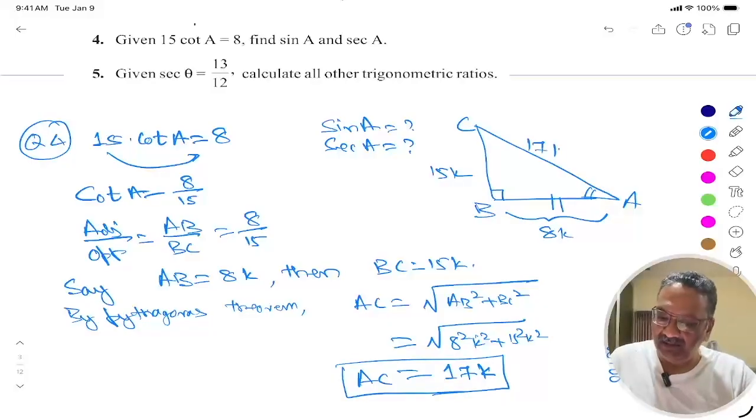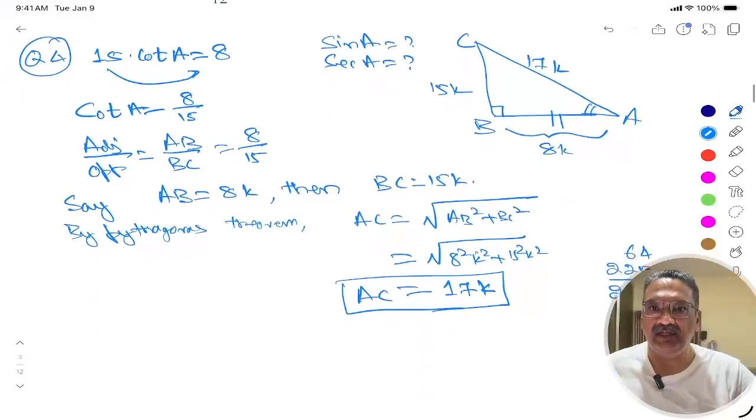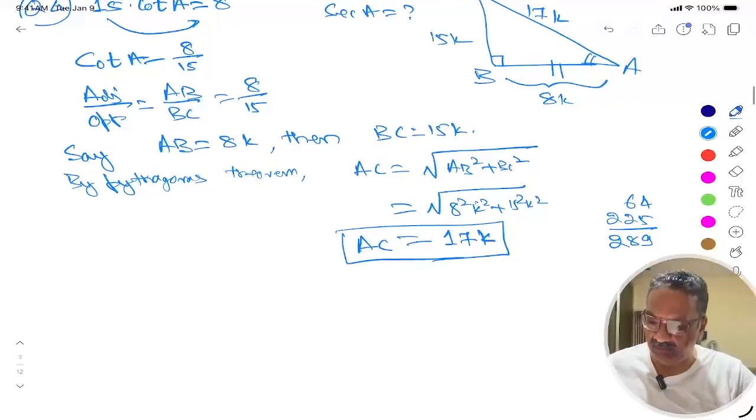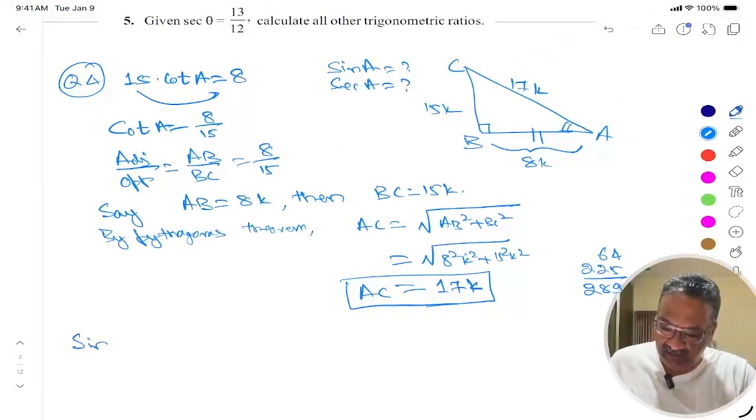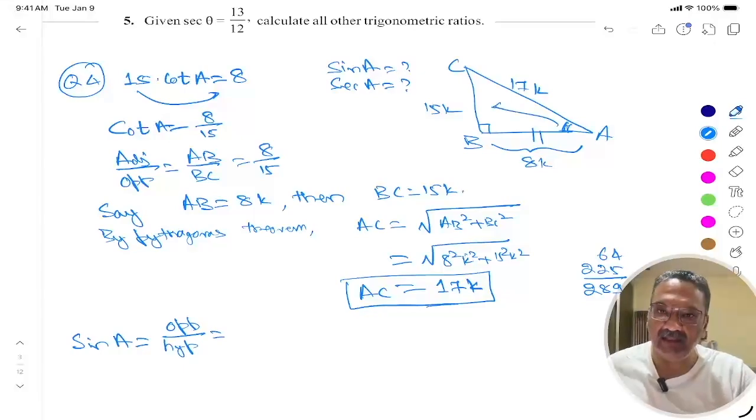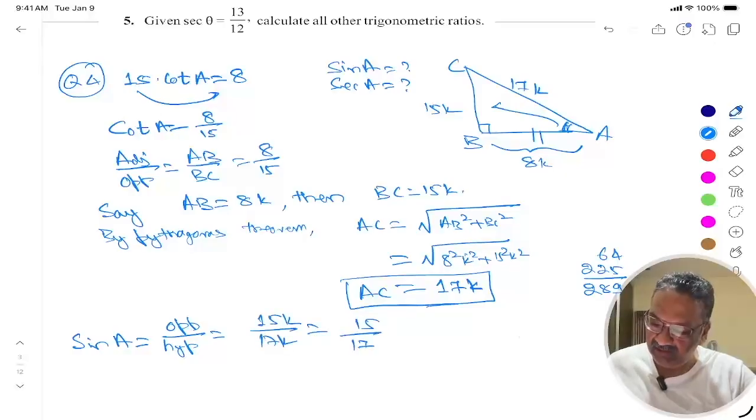So AC is found. Once we have the three sides, we can find all the remaining ratios. So what will be sin A? Sin A will be opposite by hypotenuse. Opposite of A is BC, which is 15K by 17K, equal to 15 by 17. So sin A is equal to 15 by 17.